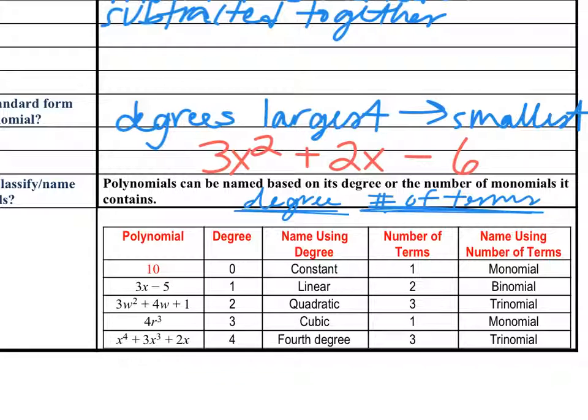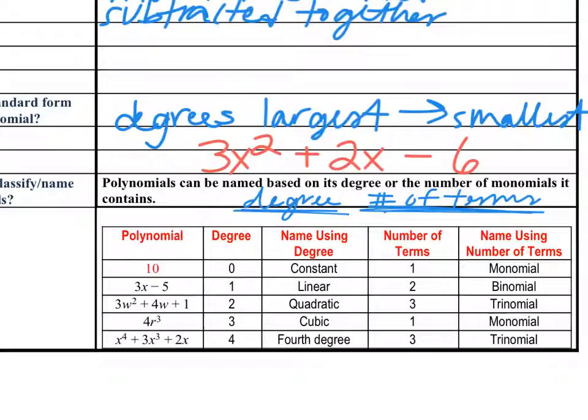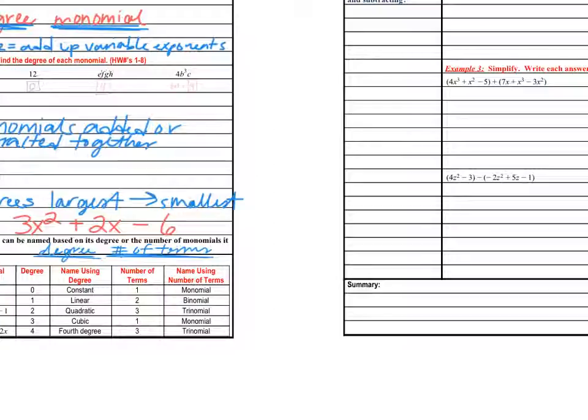Monomial is 1. Binomial is 2. Trinomial, 3. After that, you can just say polynomial. So once it gets past 3 terms, just say poly. This will take some practice. We're going to get it. So let's practice on the back. We're going to name a few.